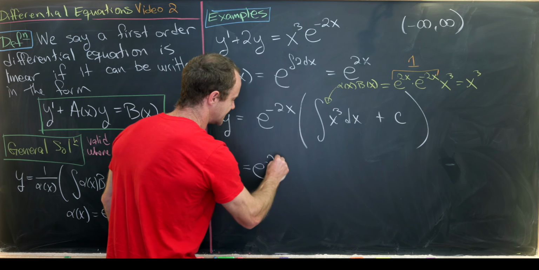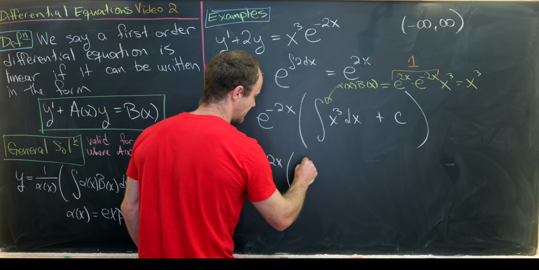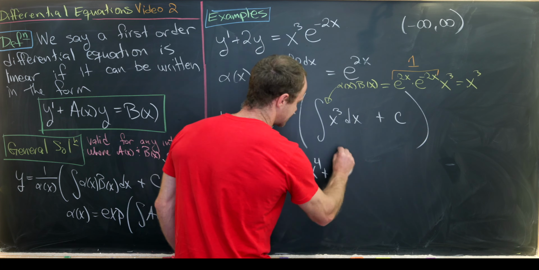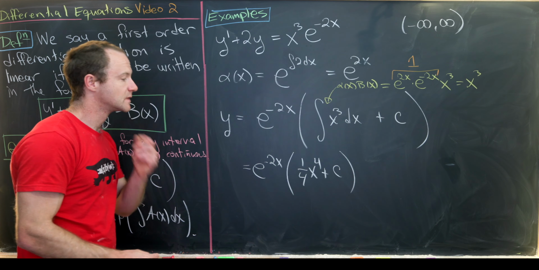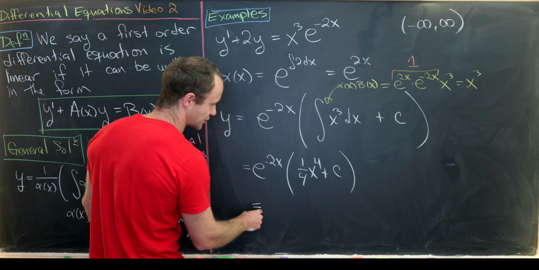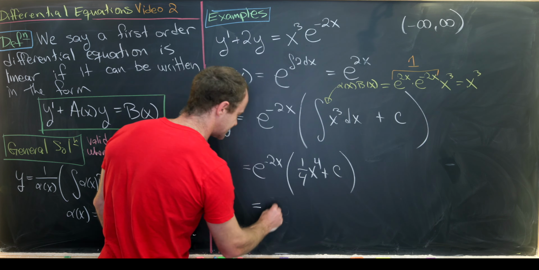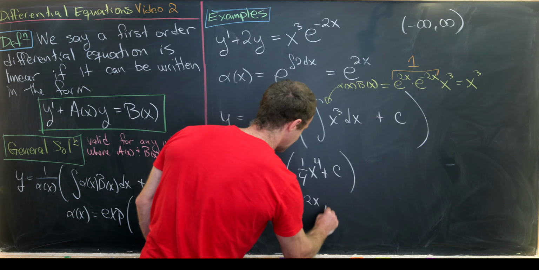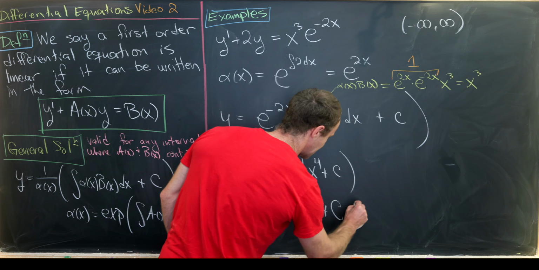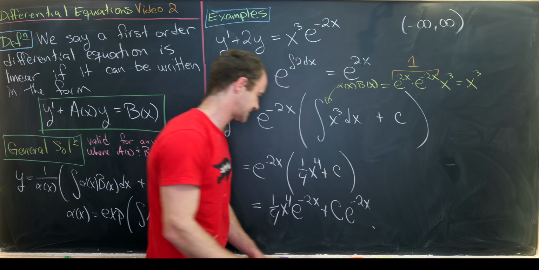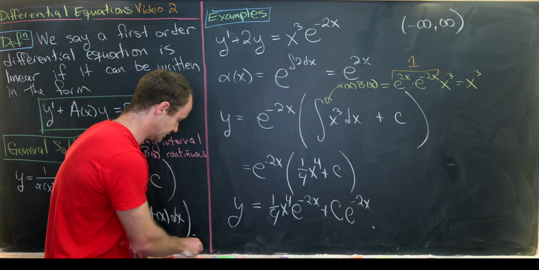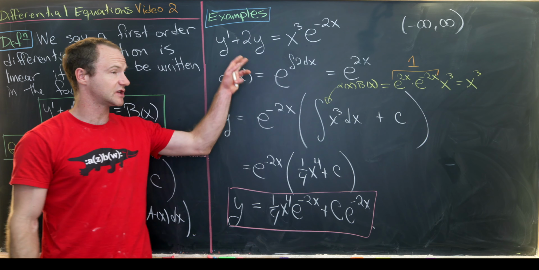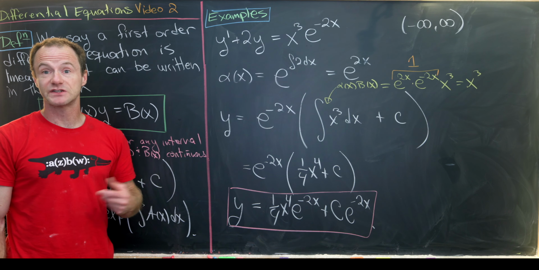We have e to the minus 2x. The antiderivative here will be 1/4 x to the 4th, and then we have plus a constant. Okay, and then here this is just going to be equal to, so let's see, 1/4 x to the 4th times e to the minus 2x plus a constant times e to the minus 2x. And that would be our final solution. So let's maybe bring that down and put a box around it. That's our final solution of this first example. Now let's do a couple more.